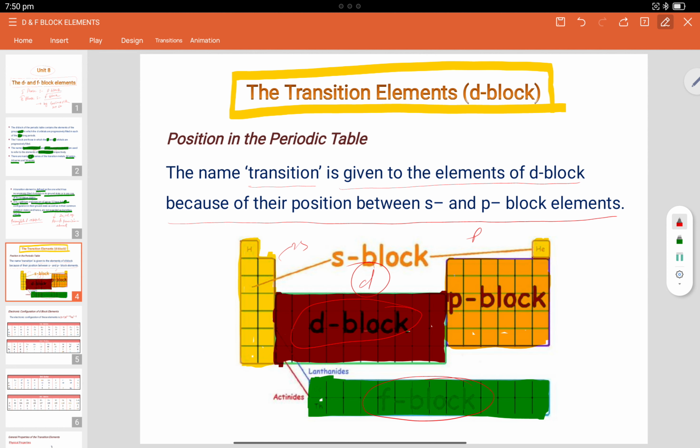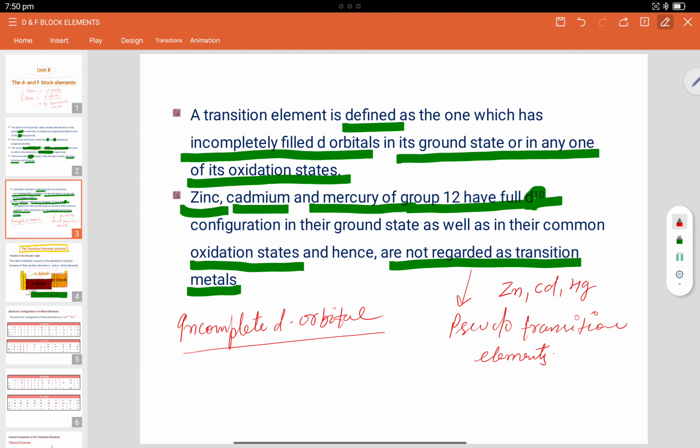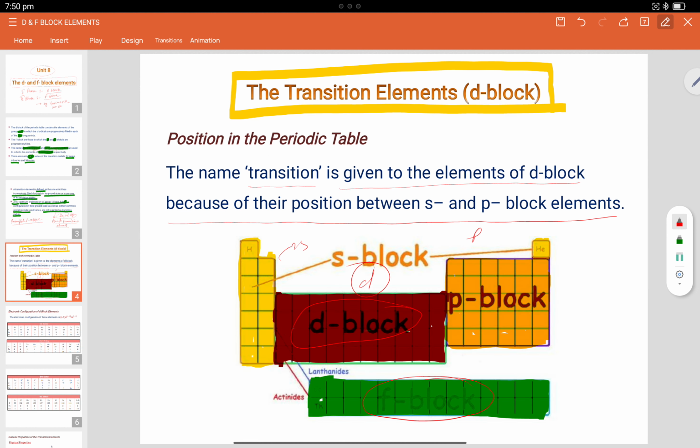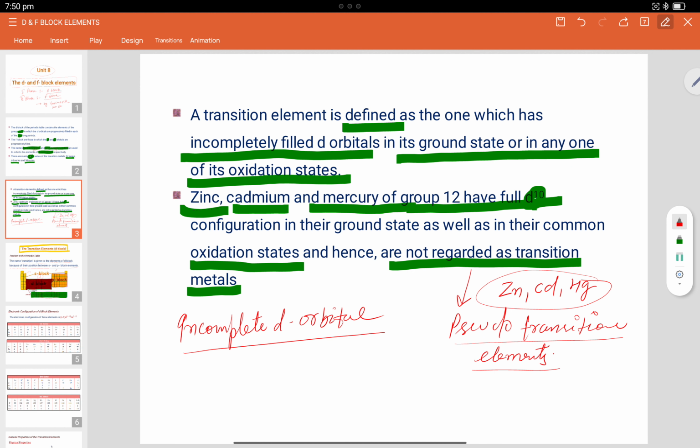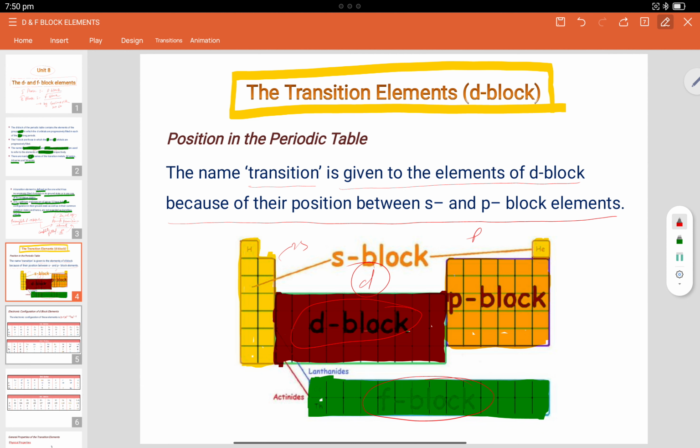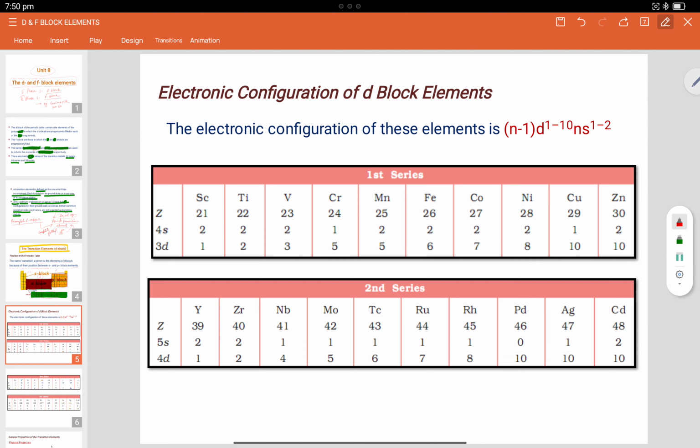This periodic table we discussed already, check it once. Zinc, cadmium and mercury are regarded as pseudo transition elements. Transition elements have an incomplete d orbital, but here the d orbital is completely filled, that means d10 configuration is there, so they are referred to as pseudo transition elements. Now, electronic configuration of d block elements.